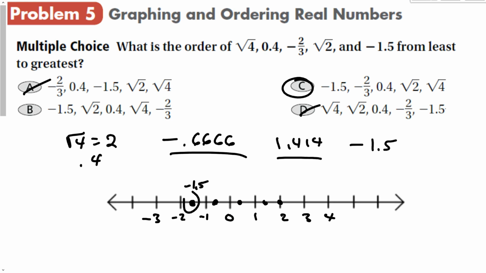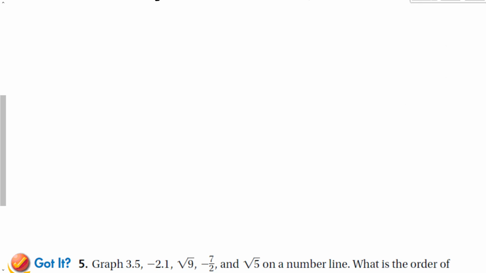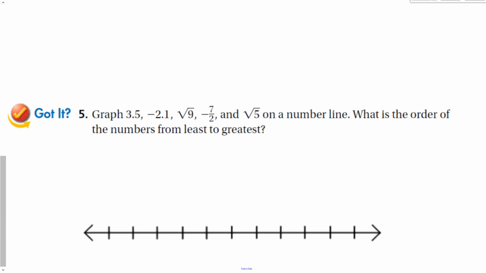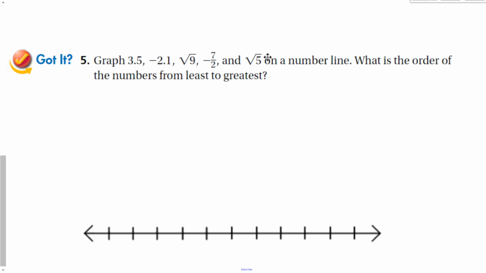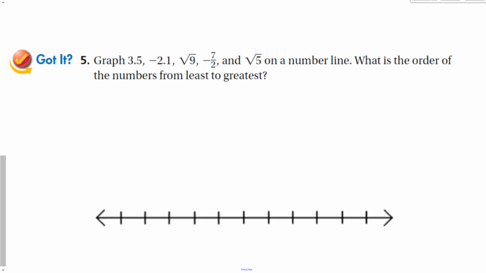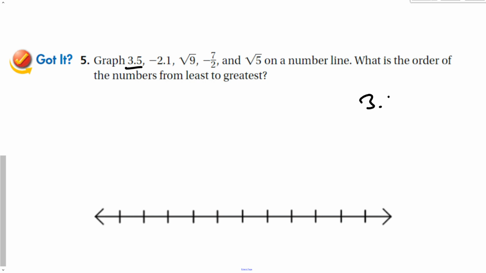Let's try another one. Let's try a got it problem. Okay, so graph my numbers on my number line, and what is the order of the numbers from least to greatest? So let's do the same thing. 3.5. Well, let's put some numbers on here. Negative 5, negative 4, negative 3, negative 2, negative 1, 0, 1, 2, 3, 4, 5. This seems like it's going to be the biggest, but let's check.